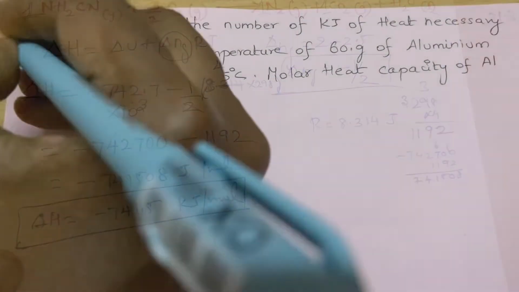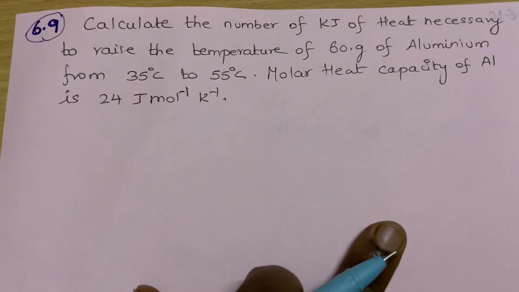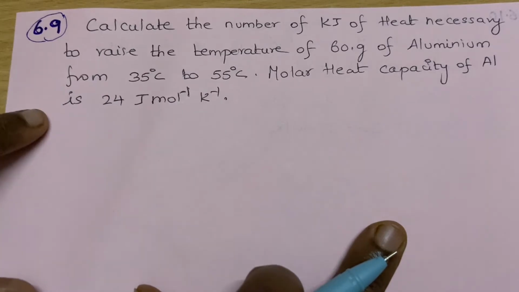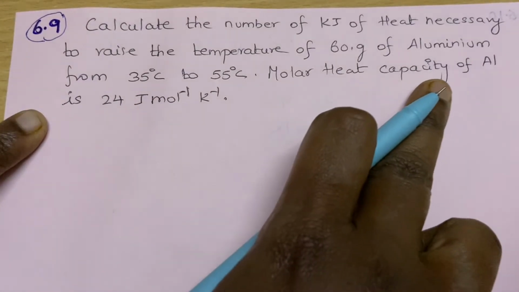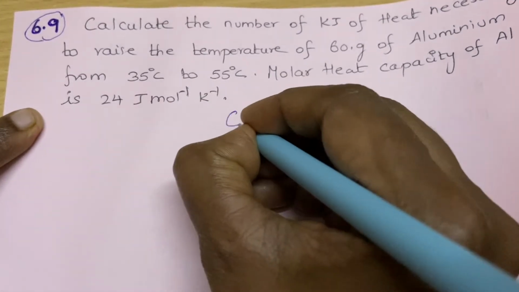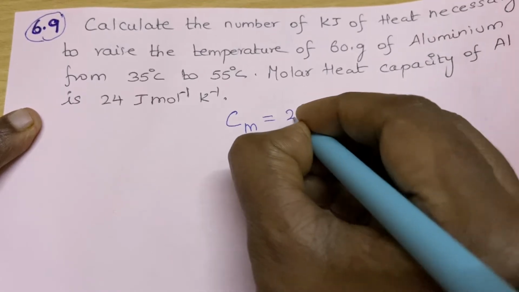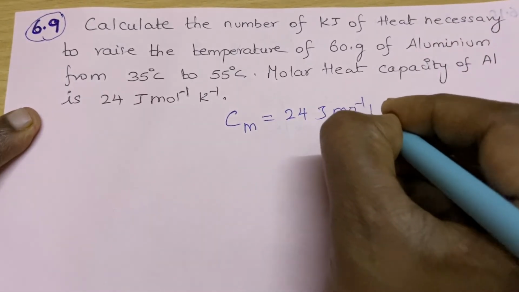So next, question 6.9 from your book back exercise. Calculate the number of kilojoules of heat necessary to raise the temperature of 60 grams of aluminium from 35 degrees Celsius to 55 degrees Celsius. Molar heat capacity of aluminium is 24. Molar heat capacity is represented as Cm, joules per mole Kelvin.